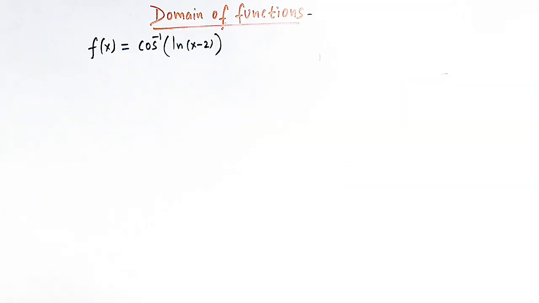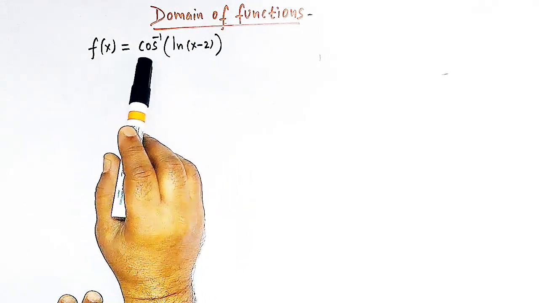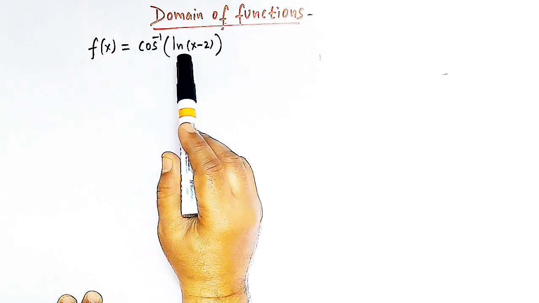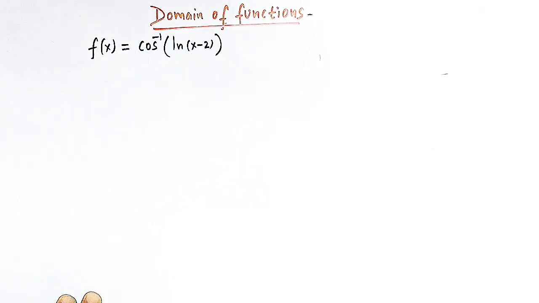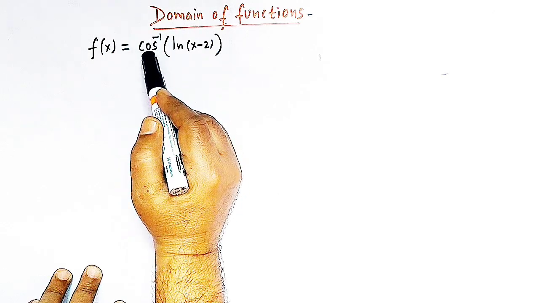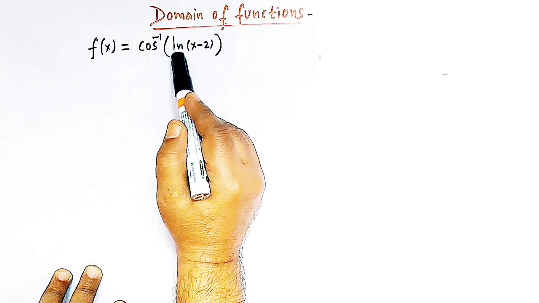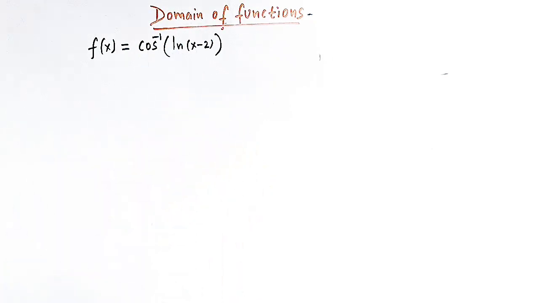Hello viewers, in today's session we are going to discuss another important problem from the domain of functions. In this session we are going to find out the domain of this function f of x is equal to cosine inverse of natural log of x minus 2, right? So here we'll try to find out the domain of this function where we have the inverse trigonometric function, that is cosine inverse, and here we have the logarithmic function.